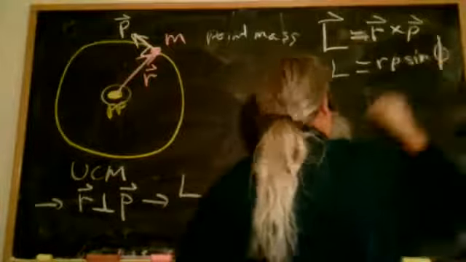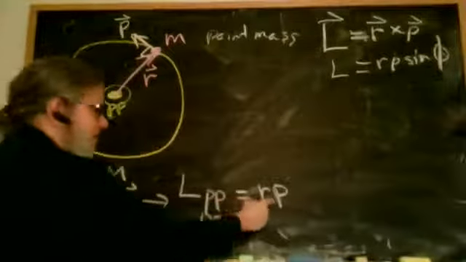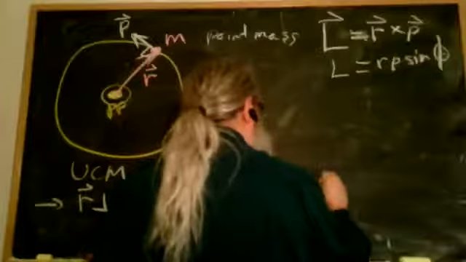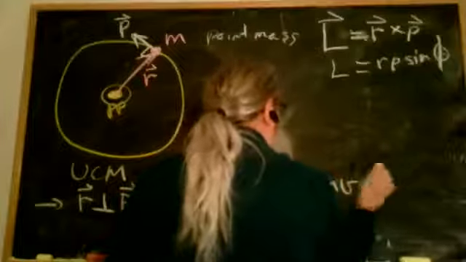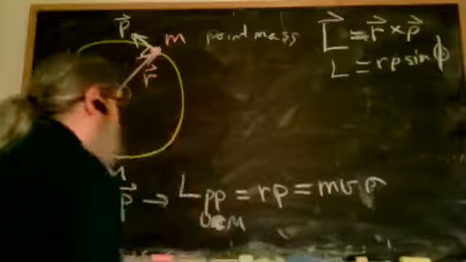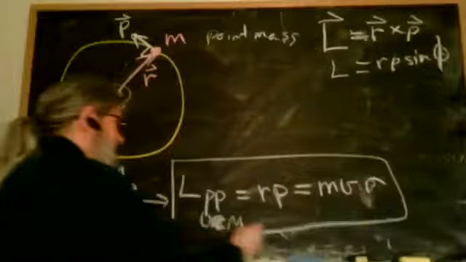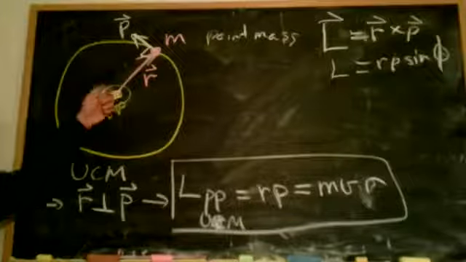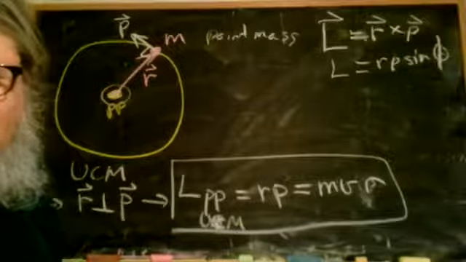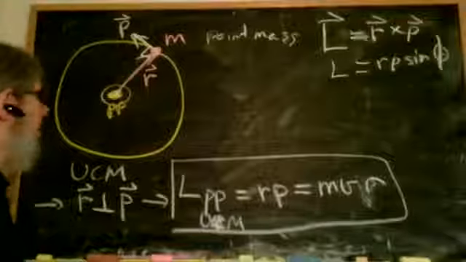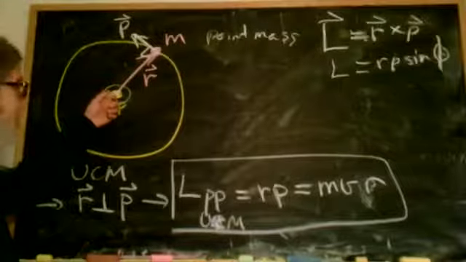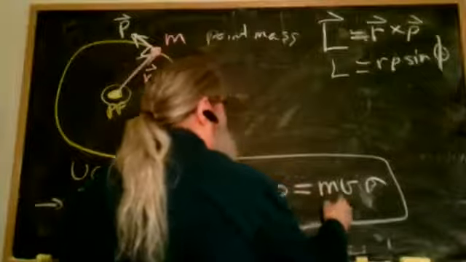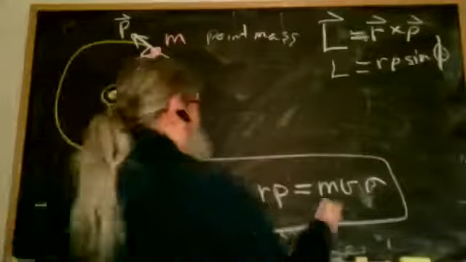So let's just keep that in our heads. r times p times sine theta, well, sine theta in this case is sine of 90 degrees, which is 1. So that's just basically m times v times r. All I did is rearrange the terms there. So if I have a particle moving in uniform circular motion, the angular momentum of that particle as measured from the center of the orbit is just m v r, which is the momentum times that radius, right?